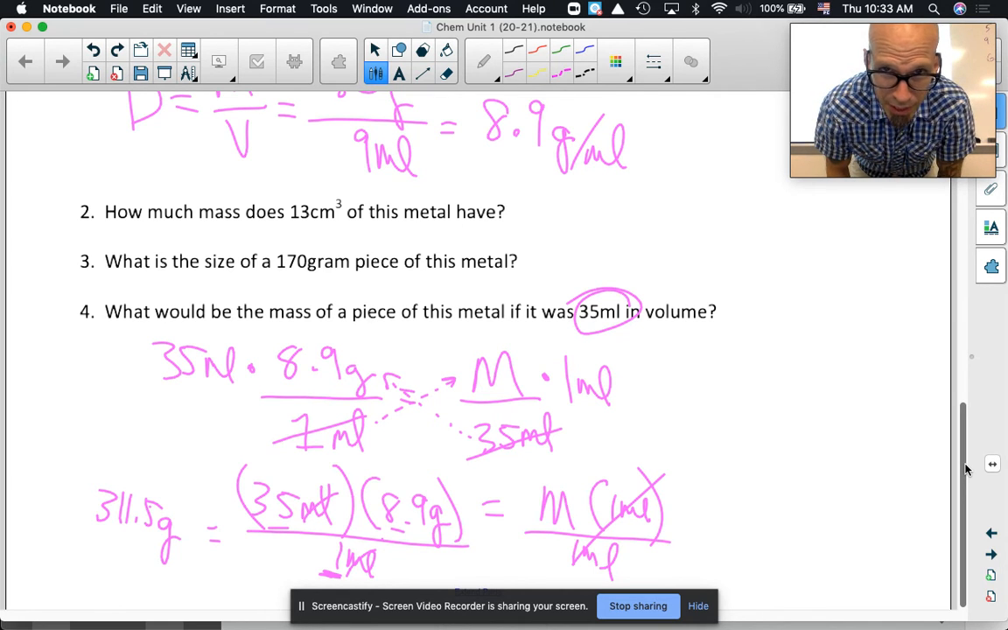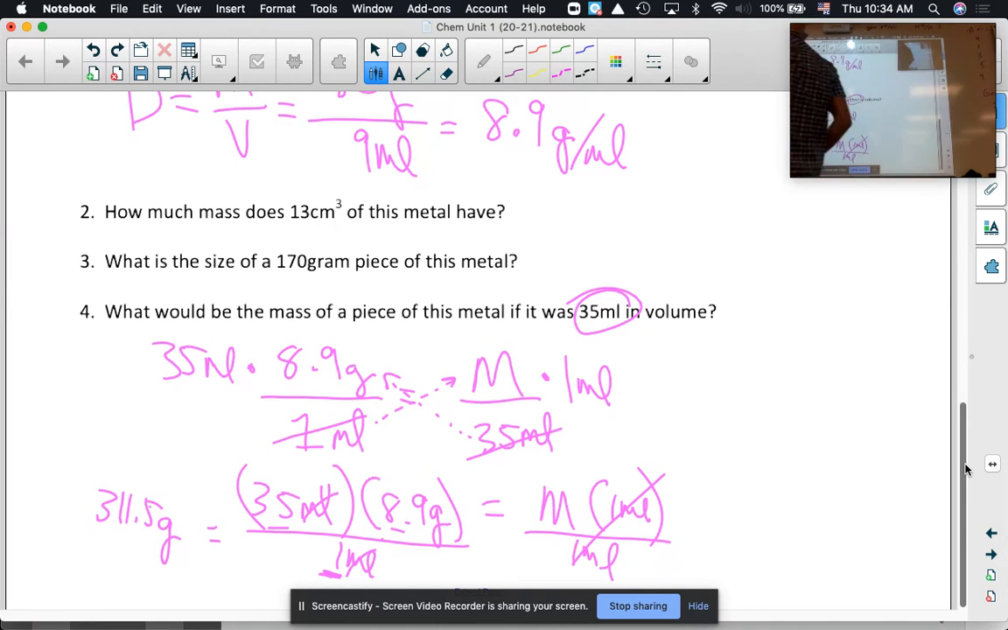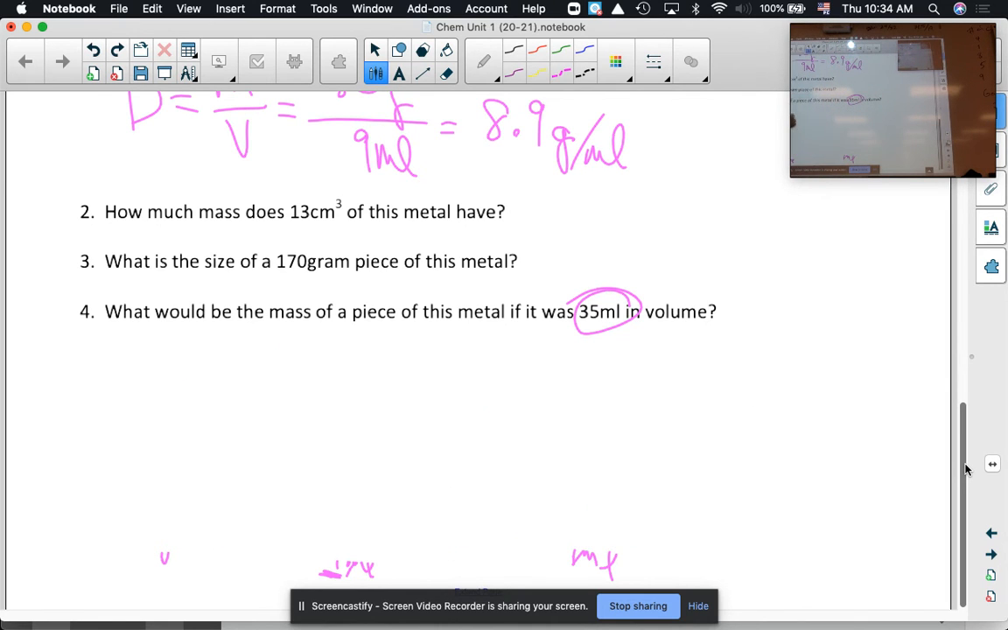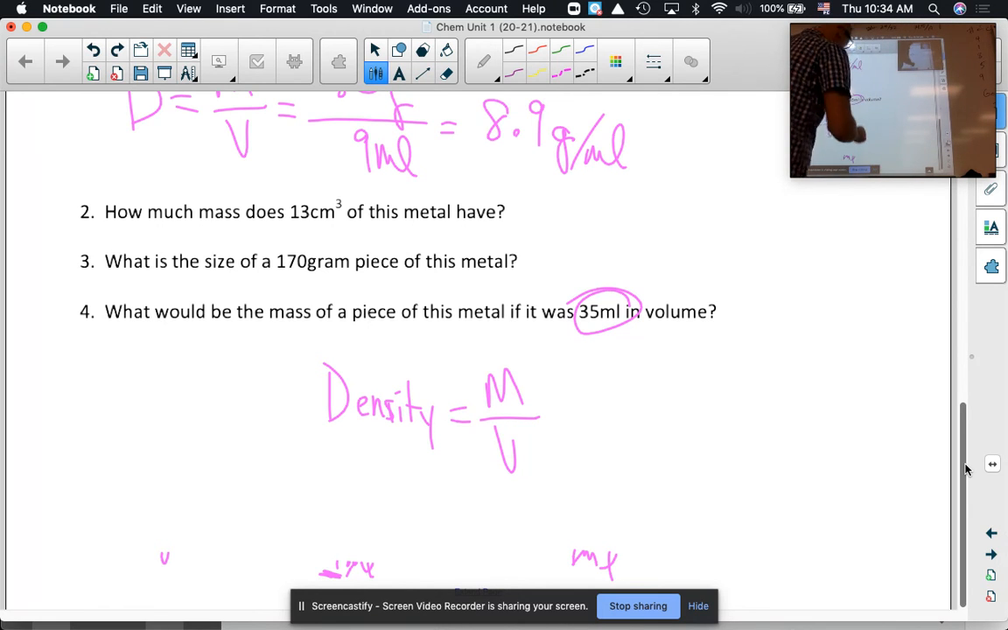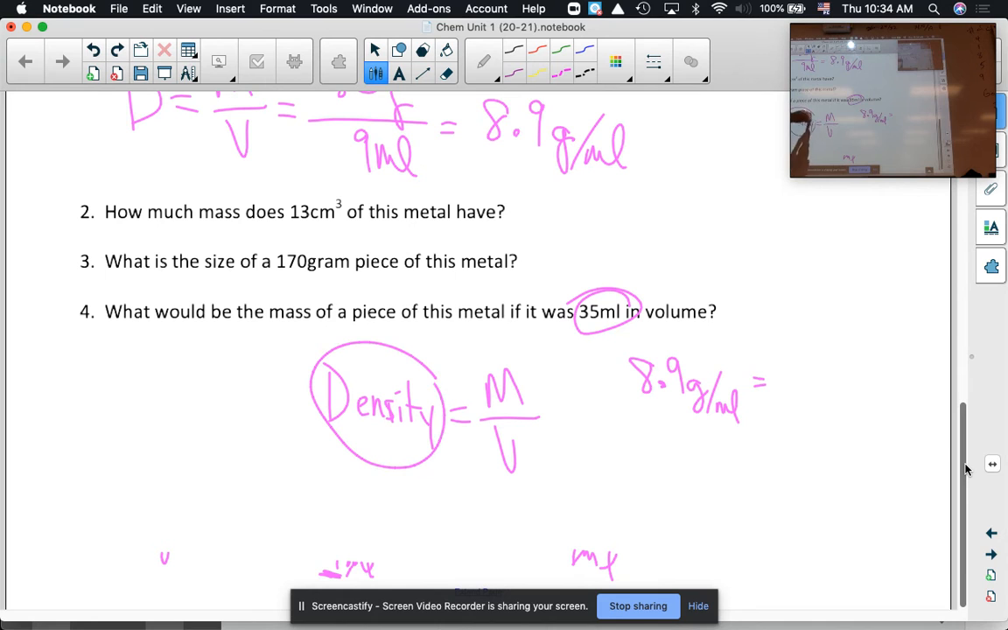Which seems kind of complicated. I mean, maybe it isn't. Maybe in your brain, that's complicated. Here's another way to think of it. Let me get this stuff out of the way. How about we think of it like this? Didn't we say that density is the mass to volume ratio? And do we know what the density is of this stuff? Yeah, it's 8.9 grams for every ml. That's the density.